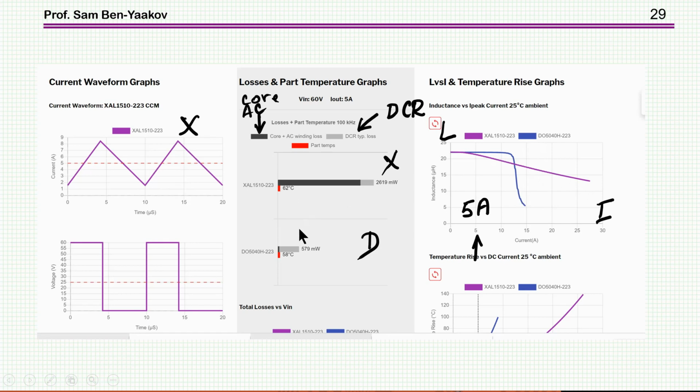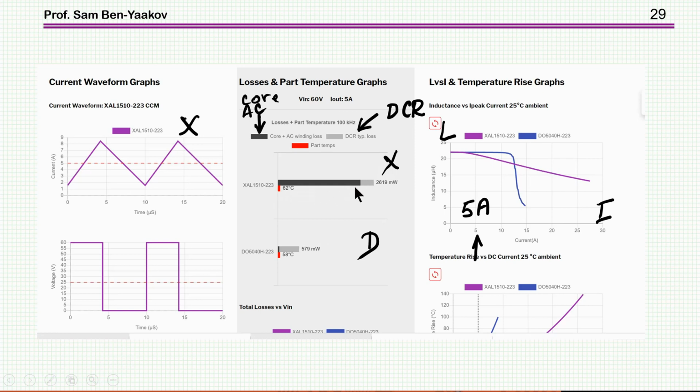and that is the following. The black bar is the losses due to the core and AC losses of the windings, while the gray here is the DC part, that is the DCR, the DC resistance. This is for the potted inductor, and this is for the open inductor, and see this huge difference, okay?